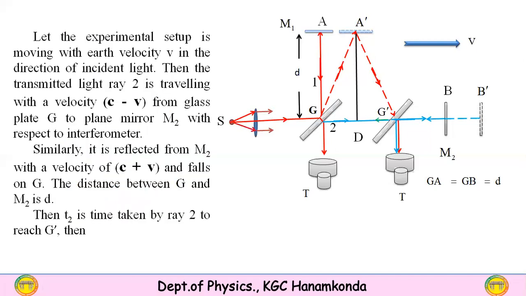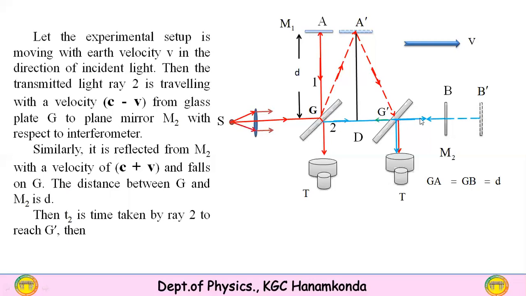Let us see what happened to the transmitted ray. Here, this blue ray represents the transmitted ray, which is transmitted through the glass plate, and this ray is moving along the direction of the velocity of Earth.